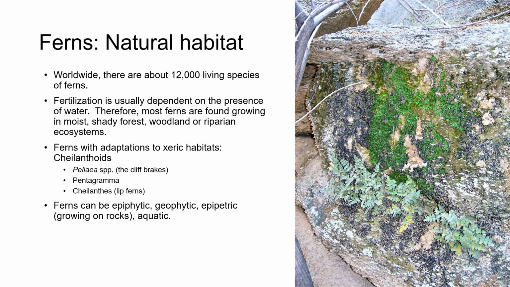Many ferns are geophytic, meaning they grow in the ground, but some are epiphytic, meaning they grow on other plants, and some are epipetric, which means they grow on rocks. And the smallest fern, Azolla, is aquatic. On the right, you can see a photo, which is actually a terrible photo, but it shows the adaptability of ferns. It's a species of Cheilanthes growing in a crack in this large rock in a really dry, hot desert ecosystem on the outskirts of Phoenix in Arizona.